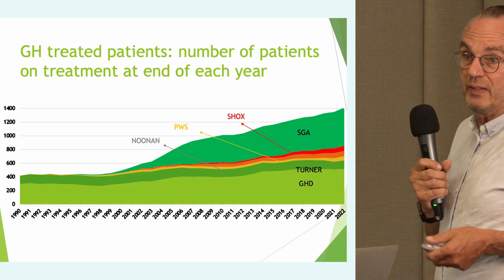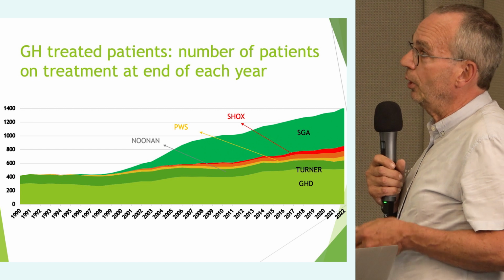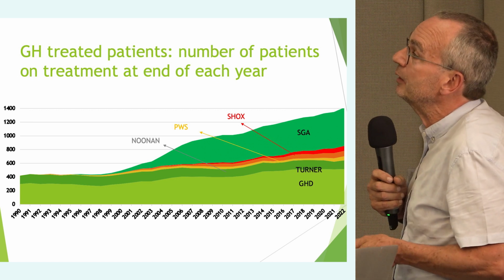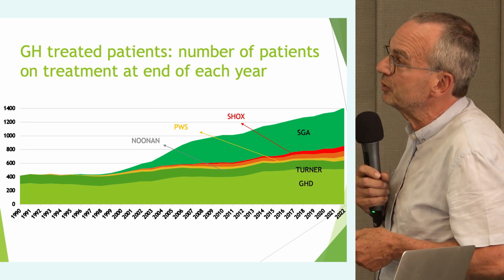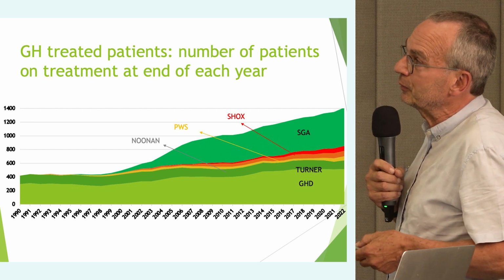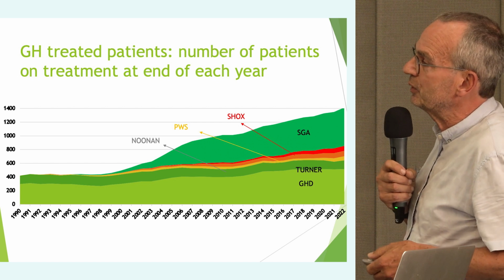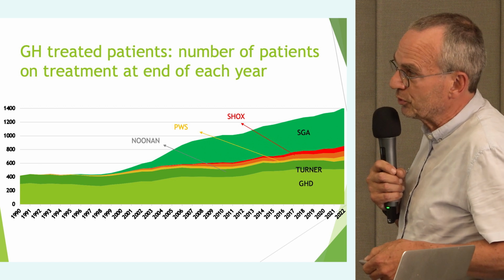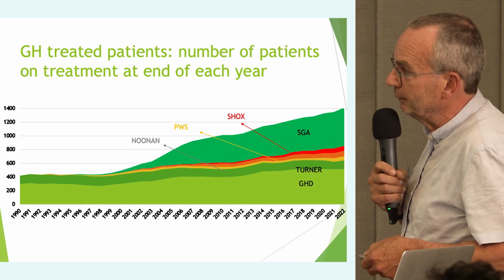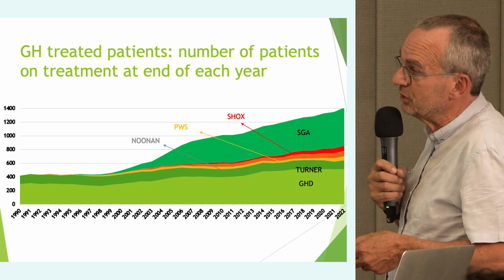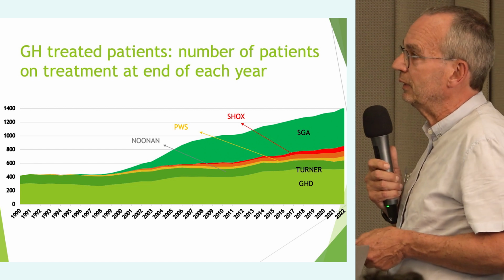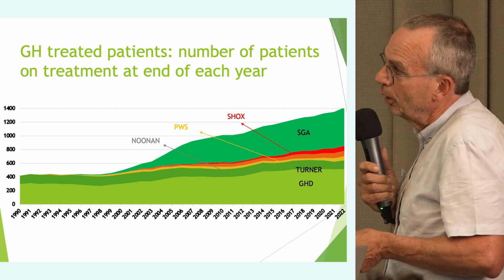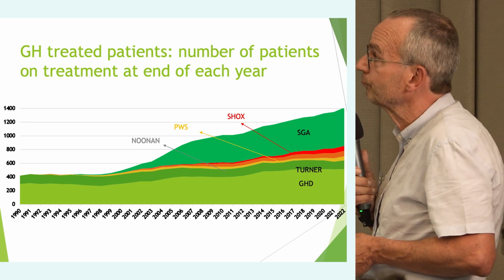Are we dealing with a very big problem? As I told you, all the data of all the patients treated in Belgium are collected in a database. And here you can see in 2022 that in Belgium at that moment more than 1,400 people were treated with growth hormone. And as you see for the specific indications, almost half of them are growth hormone deficient. And the second biggest indication are the people with intrauterine growth retardation. Noonan, Prader-Willi and SHOX and Turner syndrome are rather a small proportion.